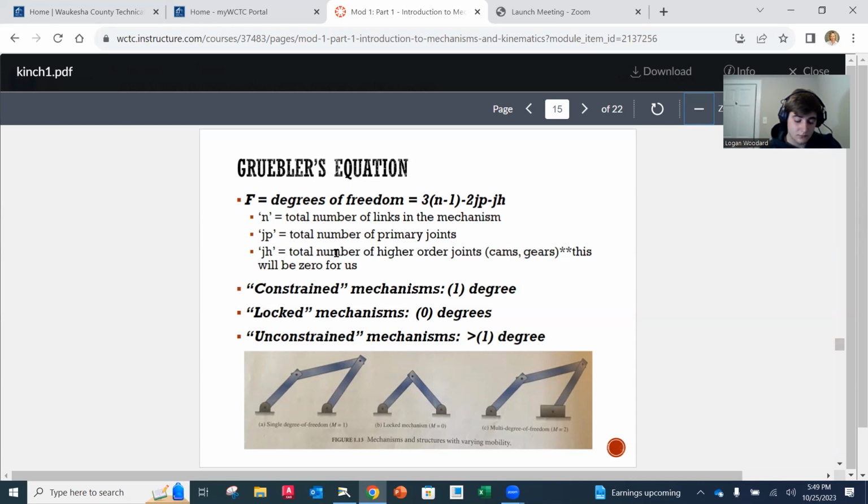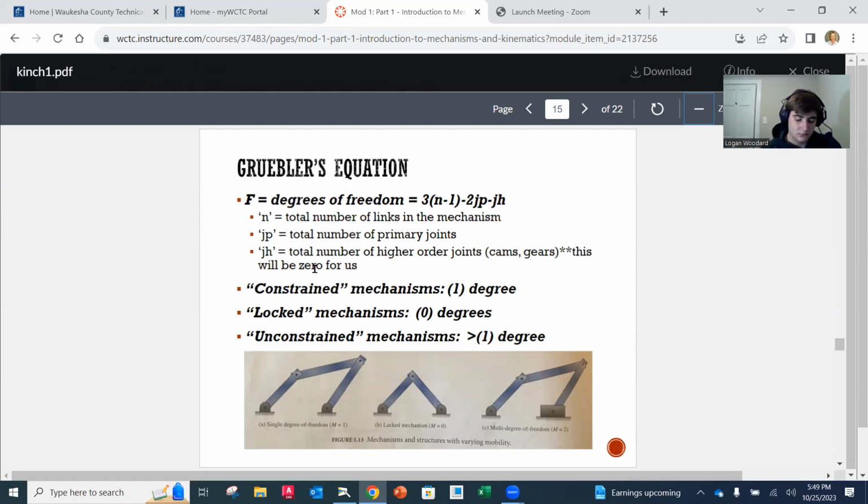Okay. And then JH, these are called higher order joints. These are when we have cams and gears. And as I said earlier, we're saving cams and gears for a little bit later in the class. So if we would have those, we would subtract those off as well. But for our purposes, that's going to be 0 for the work that we're going to be doing in these early chapters. Okay.